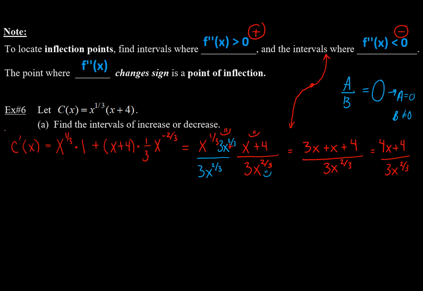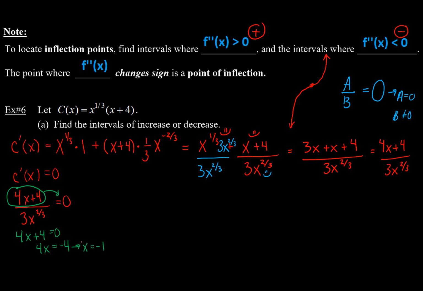Okay, anyways, as I was saying, now we're going to take this derivative and we're going to set it equal to 0. So we're going to solve that. So I'm going to have 4x plus 4 all over 3x to the power of 2/3 equals 0. So remember, because it's a fraction, in order to solve this being equal to 0, I'm just going to take the numerator and set that equal to 0. So 4x plus 4 equals 0. Subtract the 4 from both sides and divide by 4. And I'm going to end up with x equals -1. All right, there's one of my critical numbers.